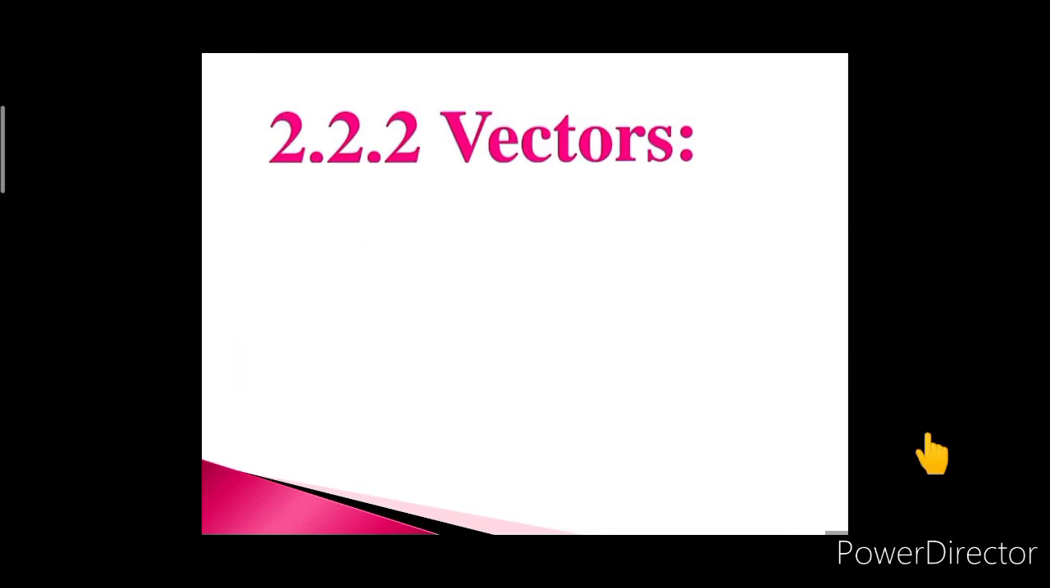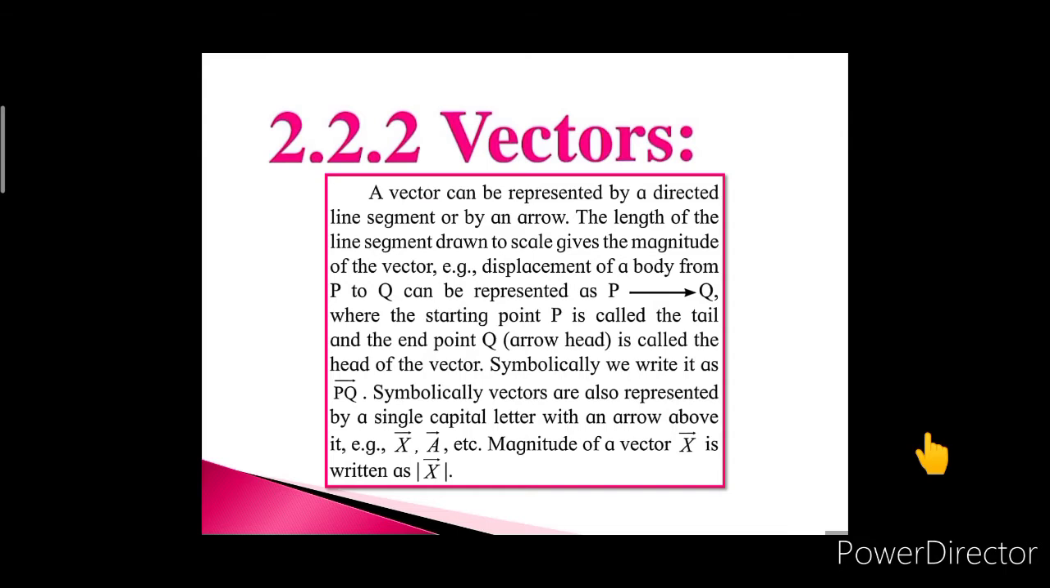And a vector can be represented by a directed line segment or by an arrow. The length of the line segment drawn to scale gives the magnitude of the vector. For example, displacement of a body from P to Q can be represented as P, an arrow, then Q. The starting point P is called the tail and the end point Q, the arrowhead, is called the head of the vector. Symbolically, we write it as PQ with a small arrow above it.